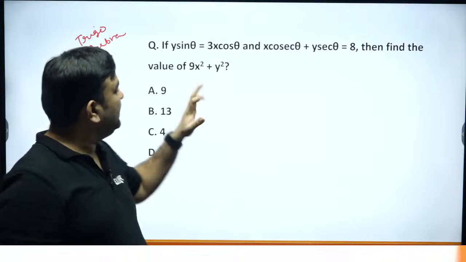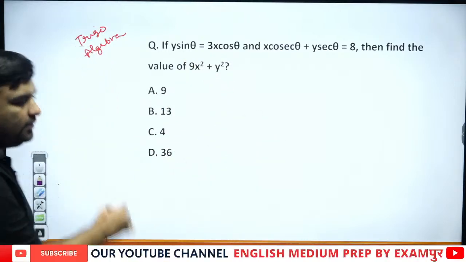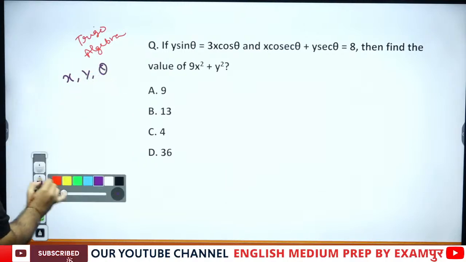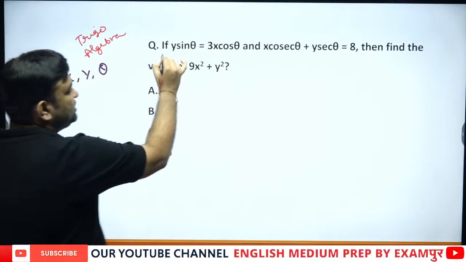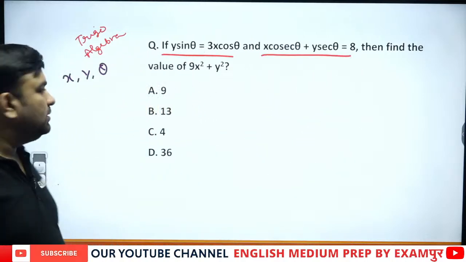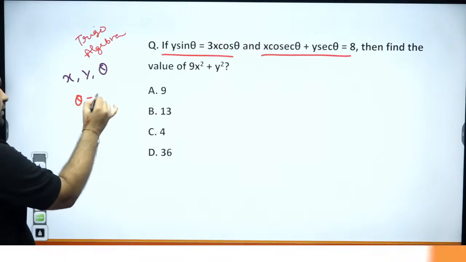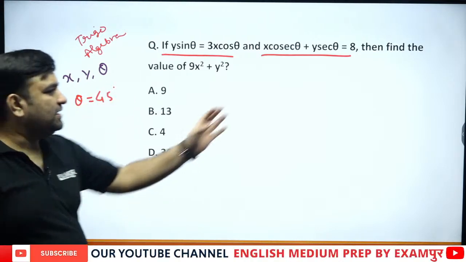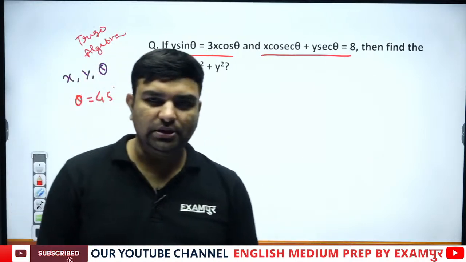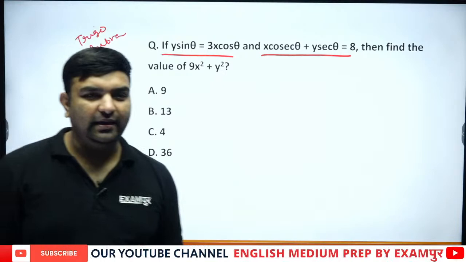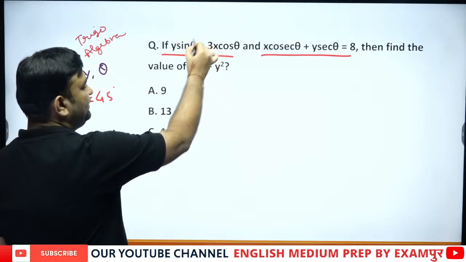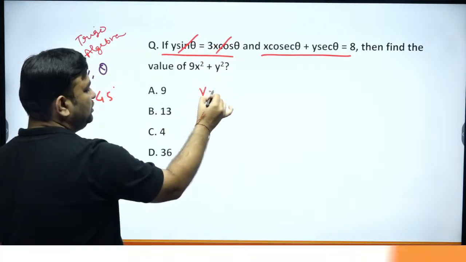Guys, there are three variables x, y, and theta, and there are only two equations. So assume theta as 45. Why 45? Because if cosec, sec, sine, everything is there, we always assume theta is equal to 45. At theta equal to 45, sine and cos are equal to each other, so y is equal to 3x.